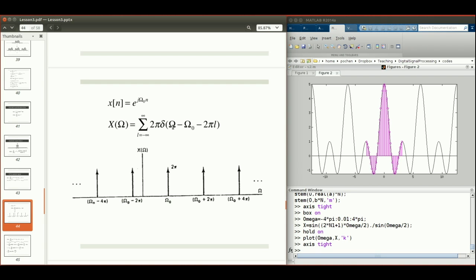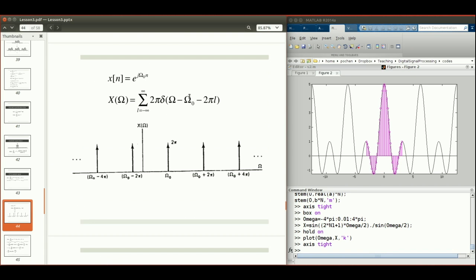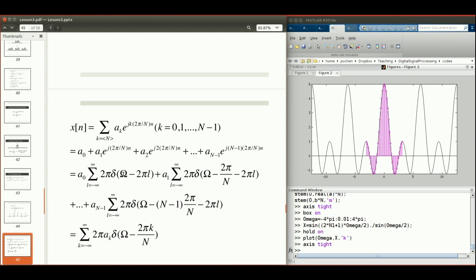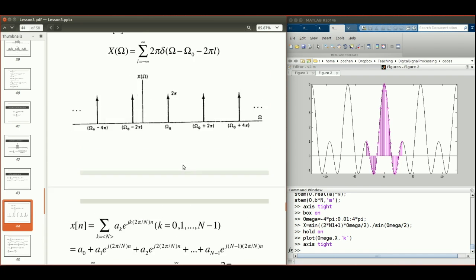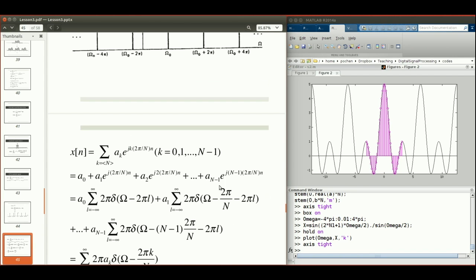So 2 pi delta of omega minus omega 0, where omega 0 is zero for the first term, so it's omega minus 2 pi L. That corresponds to a0. And then the DFT for a1 times e to the j 2 pi divided by big N times n becomes a1 times the summation over L of 2 pi delta of omega minus, for this particular case, omega 0 equals 2 pi divided by big N. Omega 0 is replaced with 2 pi over big N, minus 2 pi L.